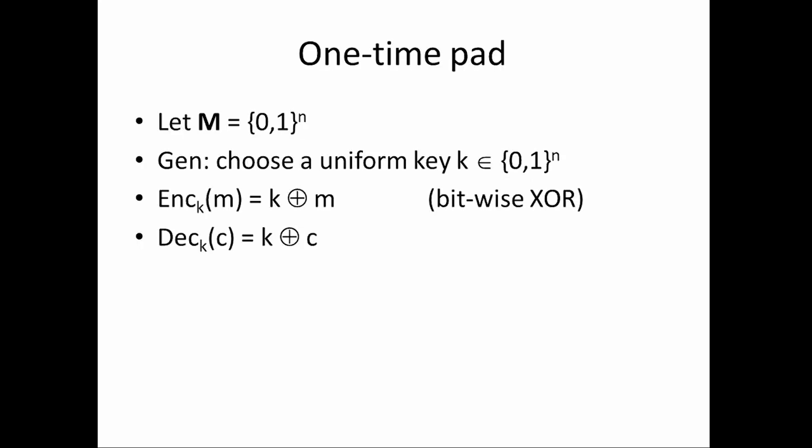Just to remind you, in the one-time pad encryption scheme, we have a message space consisting of all n-bit strings for some particular n that has to be specified as part of the scheme. Key generation chooses a uniform key of the same length. That is, it chooses a uniform key, which is an n-bit string. Encryption of the n-bit string m with the n-bit key k is done by simply XORing those two n-bit strings together to produce the ciphertext. And decryption just reverses this process and XORs the n-bit key k with the n-bit ciphertext c to recover the original plaintext.